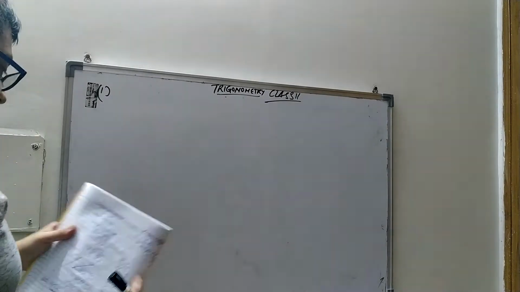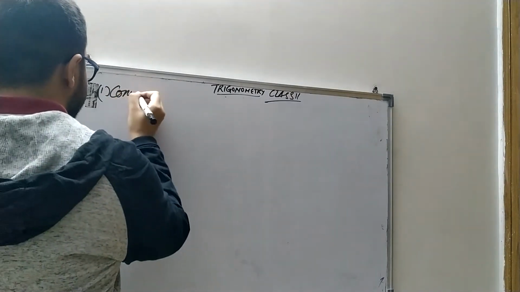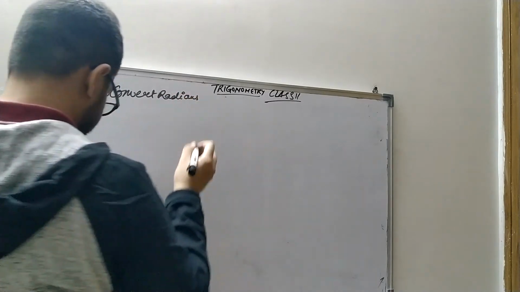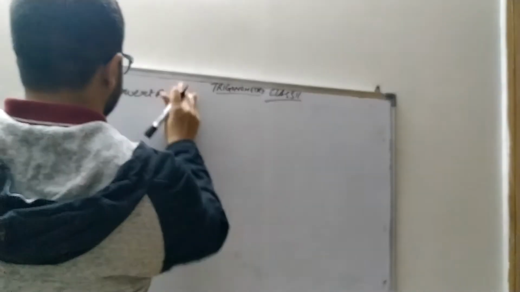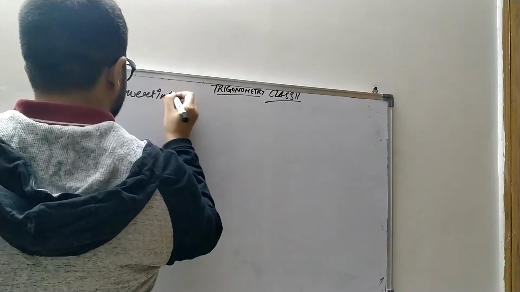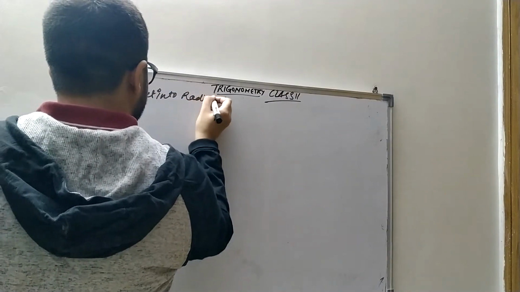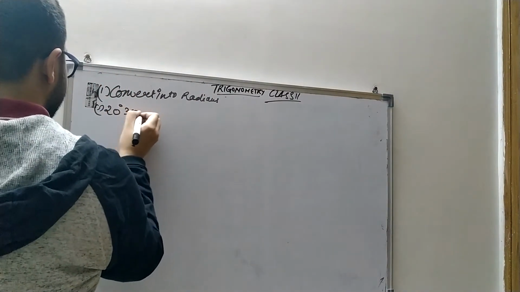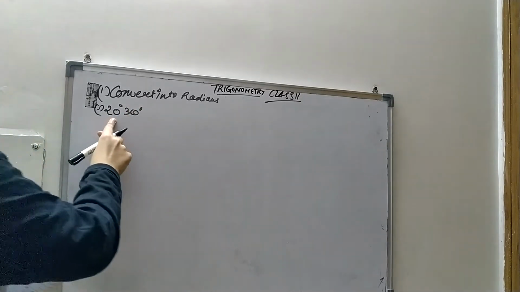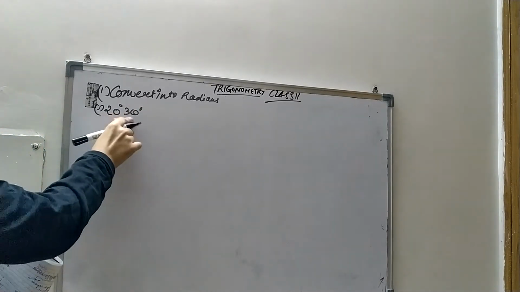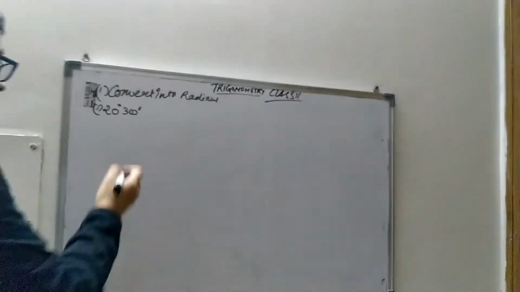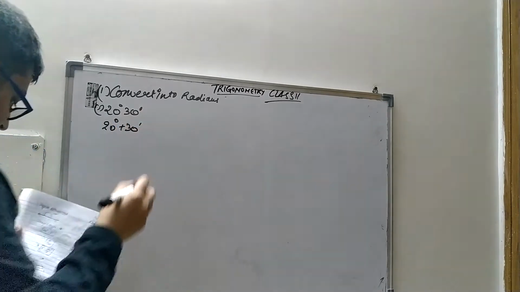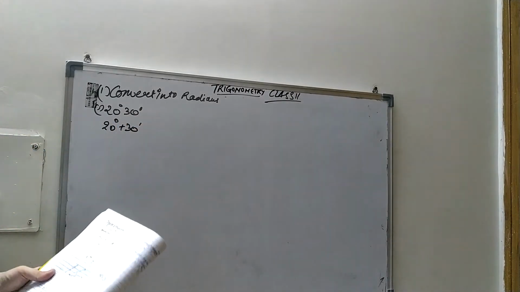First of all we take one question to convert into radians. We take the first question, 20 degree 30 minutes, meaning 20 degrees and 30 minutes. So we take 20 degrees, plus 30 minutes.